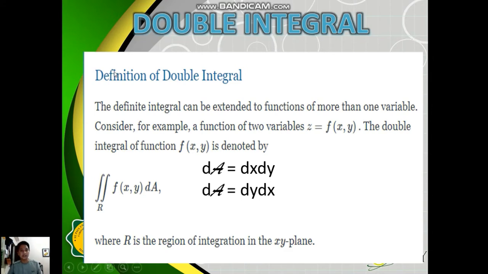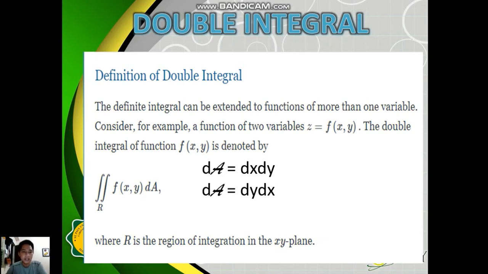So let's define what a double integral is. It is a definite integral that can be extended to functions of more than one variable. Before you proceed, you should already know what a single integral is, and how to get the antiderivative of a function. Those are the prerequisites you should know before you learn double integral.